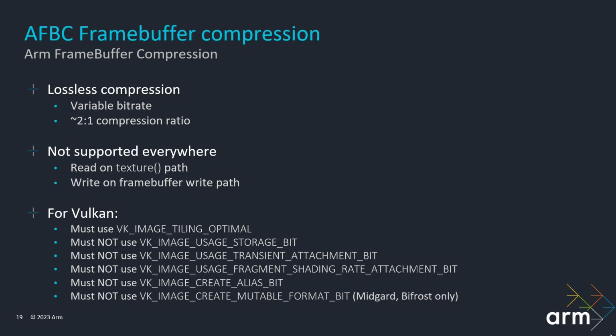It could be a lot better for simple content like block color UI, but for game-like images, 2:1 is a reasonable rule of thumb. It's not supported everywhere. You can only read it on the texture path and write it on the framebuffer write path. And to allow AFBC to be used, your API usage must conform to these constraints.